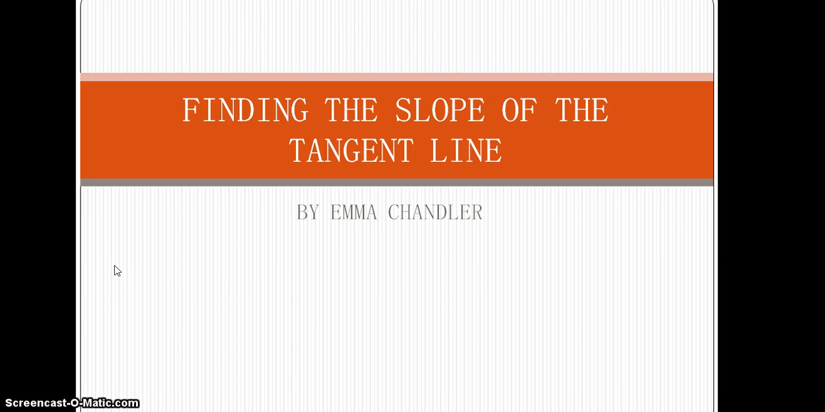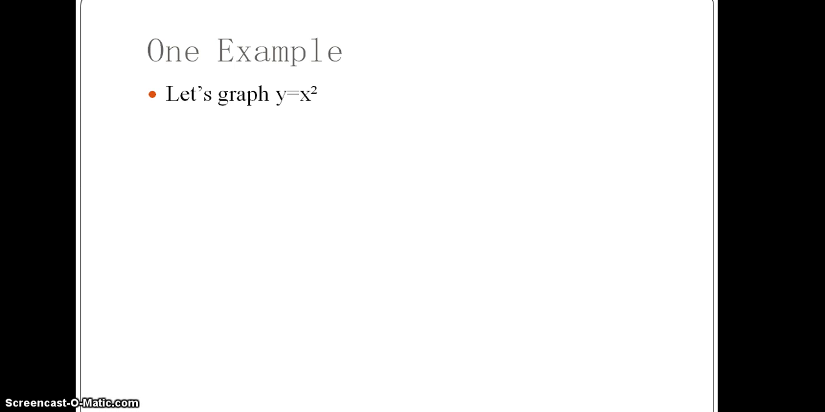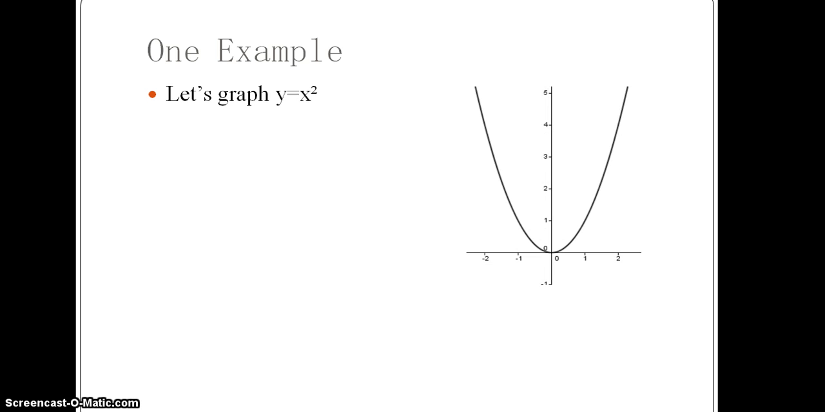Alright, so today what we'll be doing is finding the slope of tangent lines to some sort of function. So here's our example. We're going to first graph y equals x squared. Here's a picture of it over here. And we're going to try to find the slope at the point x equals 1.